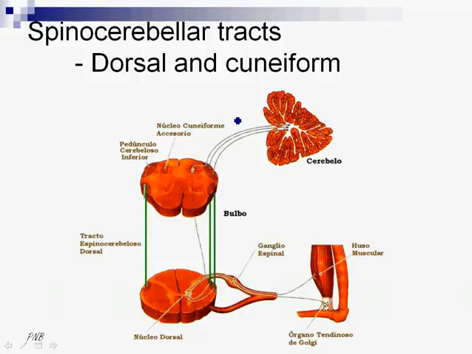So the dorsal spinocerebellar tract, the first neurons synapse with the second neurons in the dorsal root ganglion. These don't cross sides, there isn't a decussation, but they ascend on the homolateral side in the dorsal spinocerebellar tract, which is this green line here. They will ascend and introduce themselves via the inferior pedunculus cerebellaris.